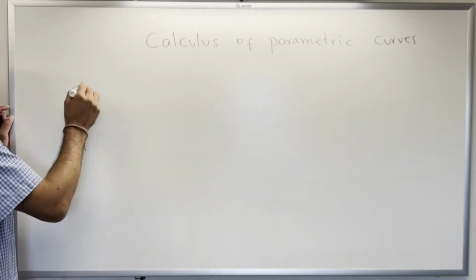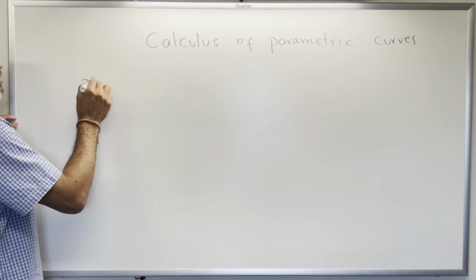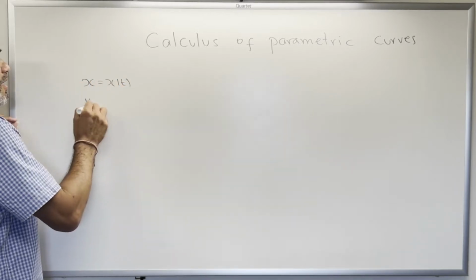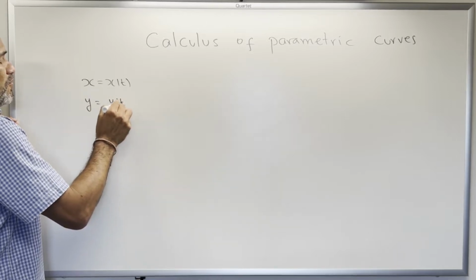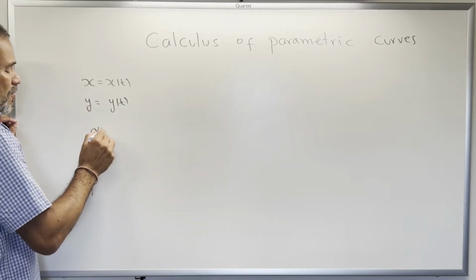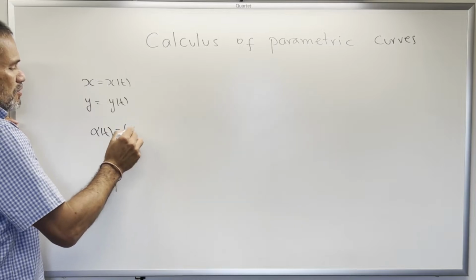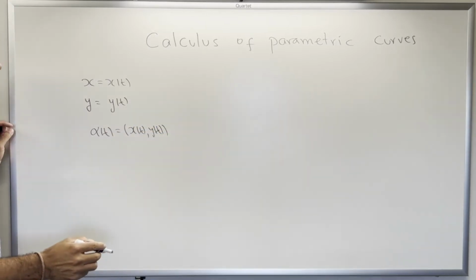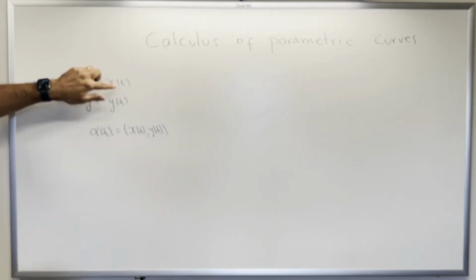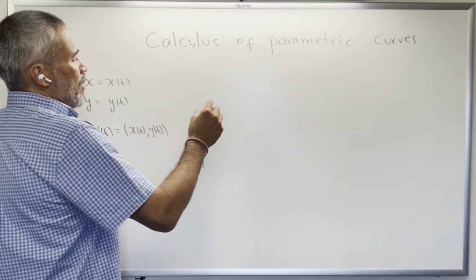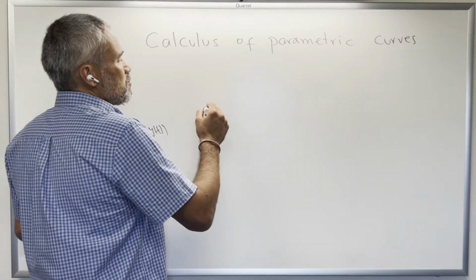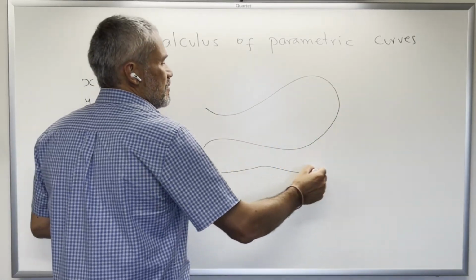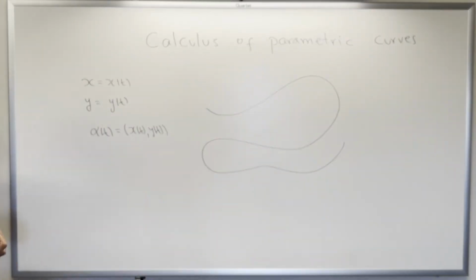Okay, let's assume that we have a parametric curve in the plane, x equals x of t and y equals y of t. We can call alpha of t equal to x of t, y of t. If we plot several points for t, we get points x and y, and those points can give us something like this. It will give us a curve in the plane.